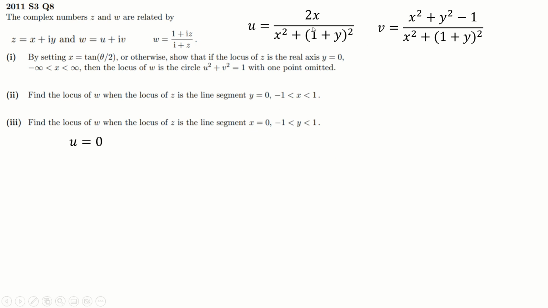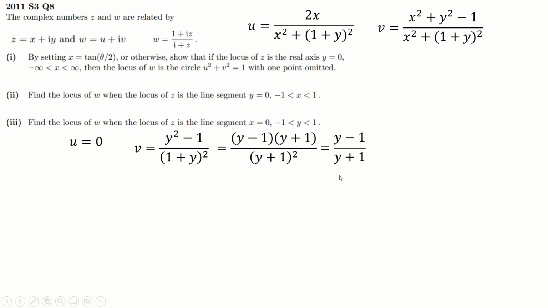So if x equals 0, u equals 0, obviously, because it's 0 of something, and v equals this. So now let's draw the locus of this. Now, of course, we can spot a difference of 2 squares there, which is very nice, and we'll end up with this. And now we need to think, okay, well, what does that look like? What's the locus of this?